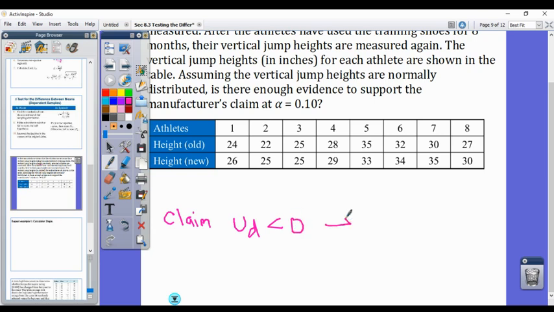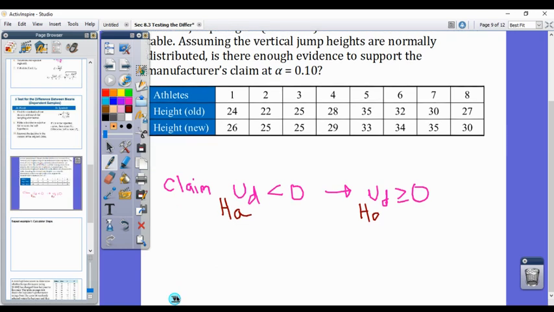Okay, so the complementary statement to that is going to be the difference in my mean is going to be greater than or equal to 0. Okay, so we have the alternative hypothesis here, and my null is here. Okay, so the next thing that I'm going to do is calculate my difference D.